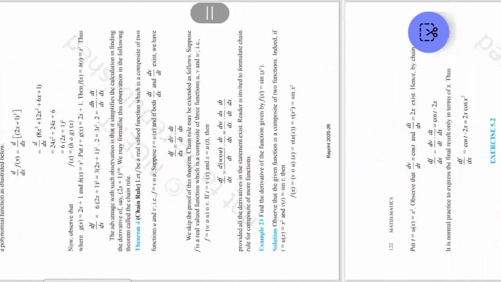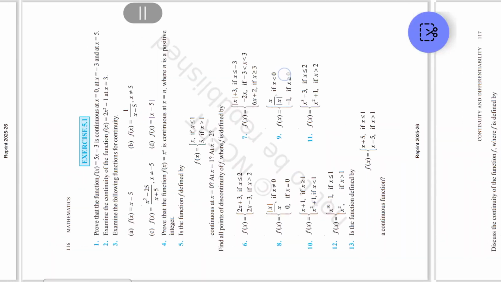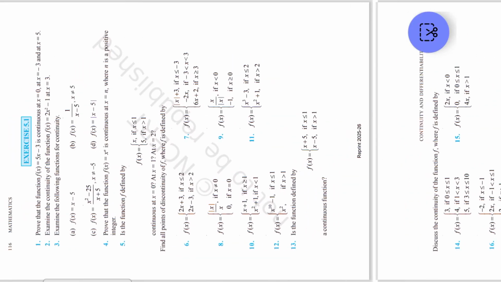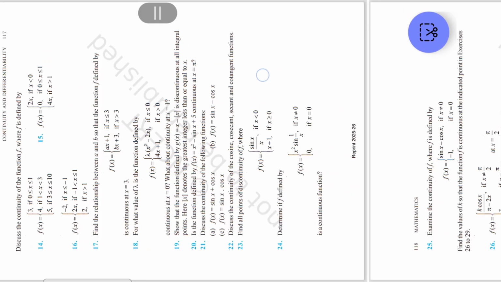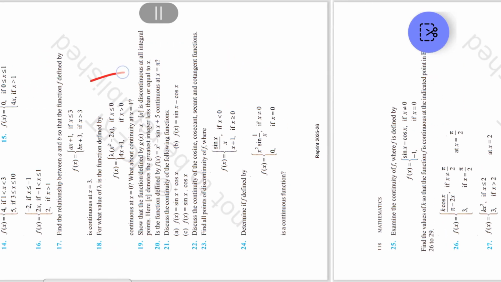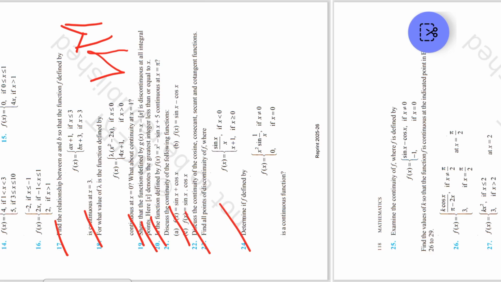Coming to the 4 marks question, in exercise 5.1 there is an important section for 4 marks, where one question is given. So questions 17, 18, 19, 20, 21, 22, 23, 24, 25, 26, 27, 28, 29, 30, up to 30, you must practice, because one 4 marks question is compulsory. So please work out this chapter.